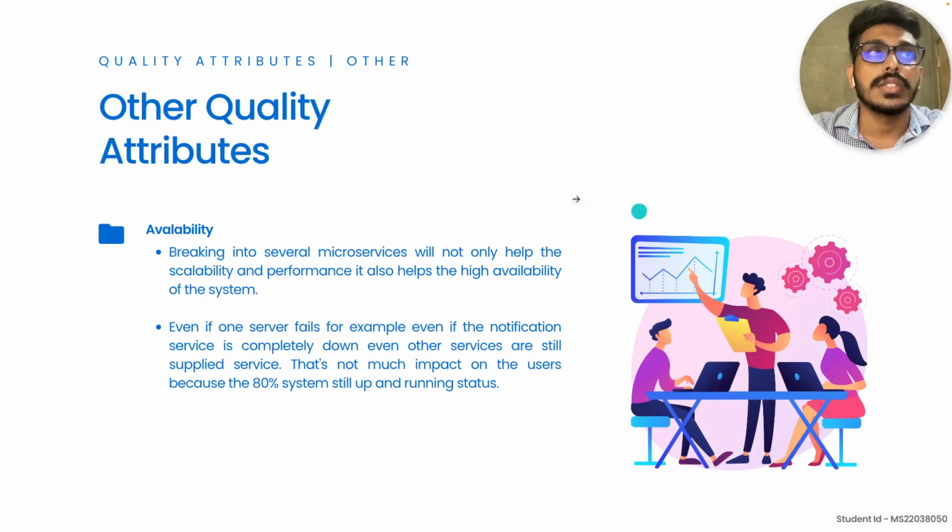Actually, I noticed that there are other quality attributes as well. It's availability. Breaking into several microservices not only helps scalability and performance, it also helps high availability of the system. So even if one service fails, for example, even if the notification service is completely down, the other services still supply the service. There's not much impact to the users because 80% of the system is still up and running.